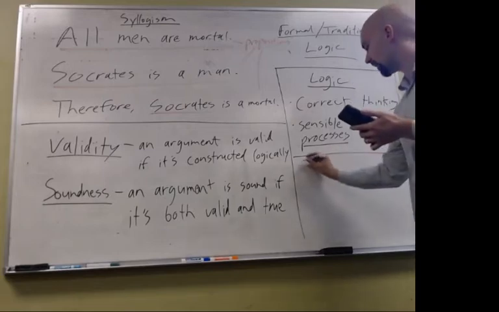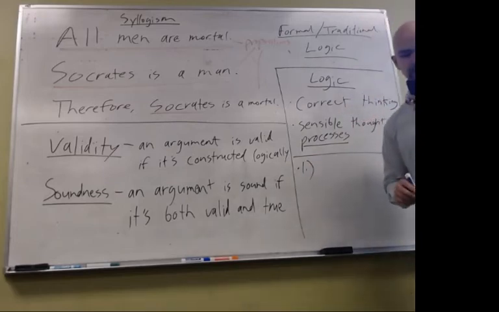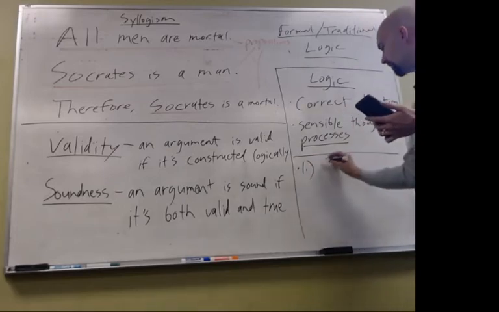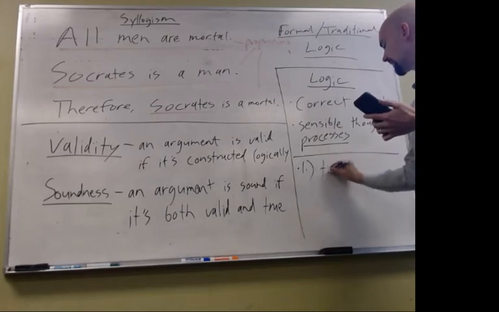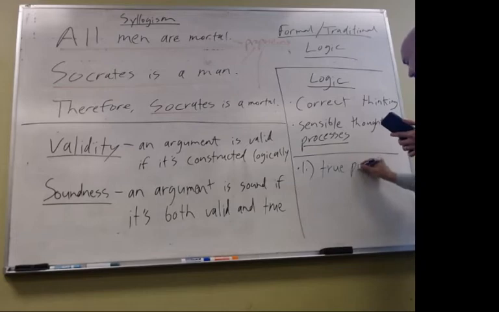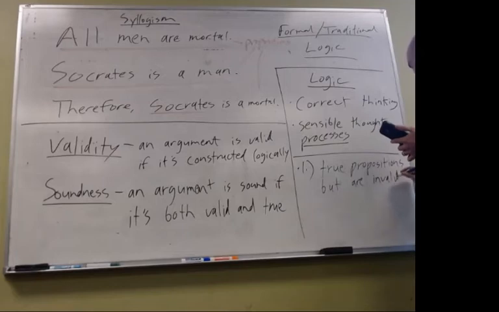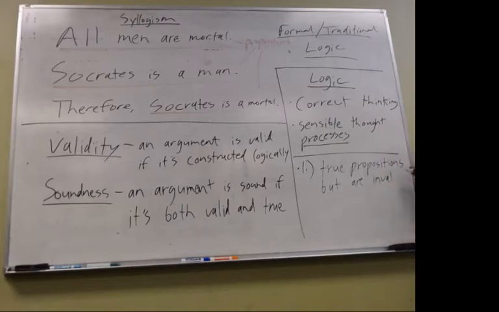of arguments that, number one, have true propositions. Sorry, I keep saying premises. Don't do what I'm doing. True propositions, but are invalid. And I haven't shown you an example of this, but does anyone think you can invent an argument that has true propositions, but is not valid?